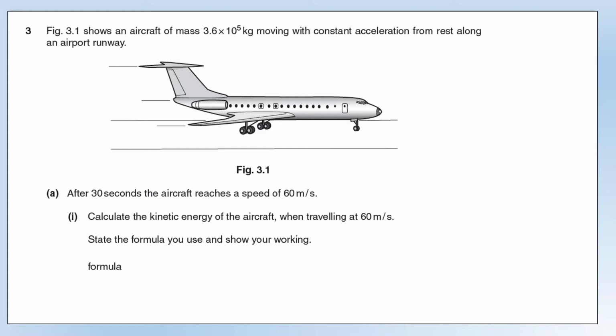Calculate the kinetic energy of the aircraft when traveling at 60 meters per second. So what we're going to use is the formula for kinetic energy, which is equal to half mv squared. So we know the mass, we know the speed at which we can square, which gives us a kinetic energy of 6.5 times 10 to the 8 joules. Okay.